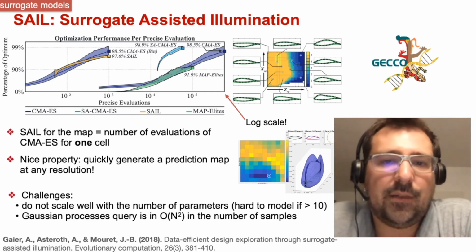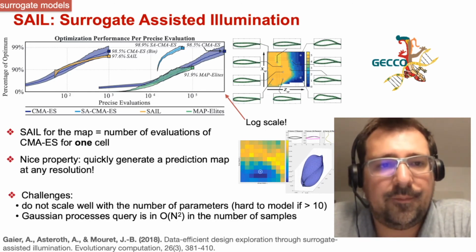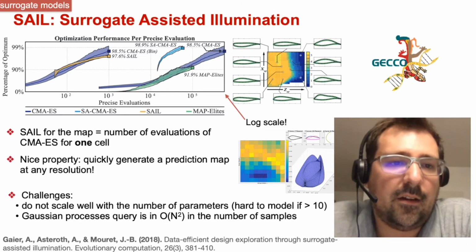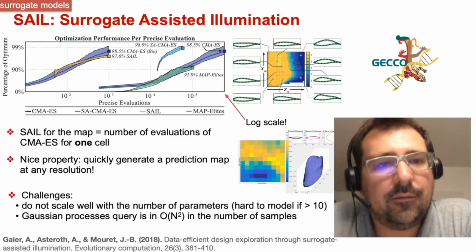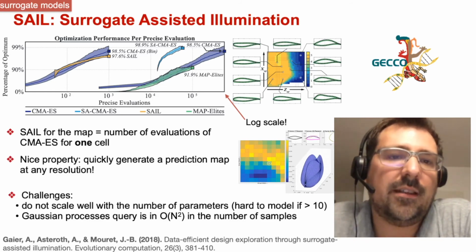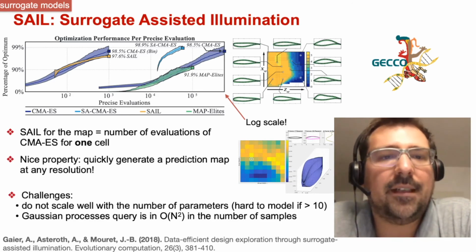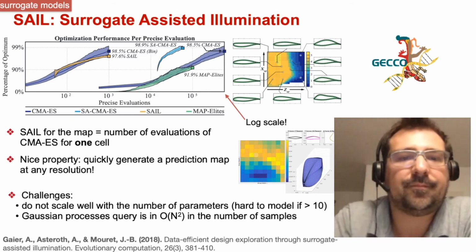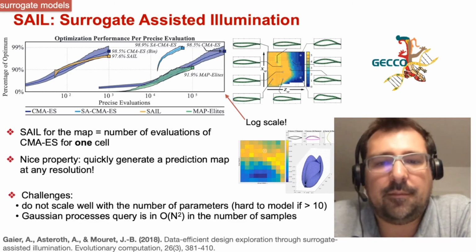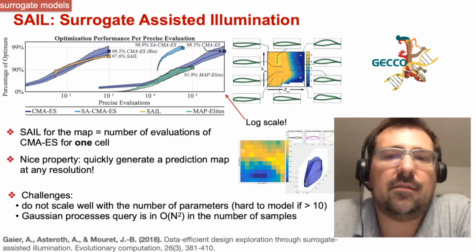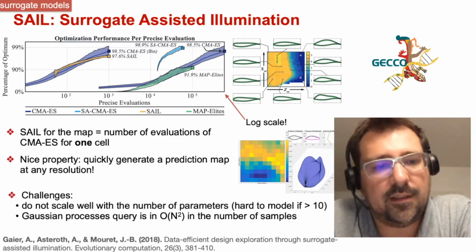So in that specific case, we tried to use airfoils, which is a classic domain, to test the surrogate models. And the results say that in only 1,000 precise evaluations, which is more or less the number of evaluations that we need for CMA-ES to find a good solution in a single bin, a single cell, then with SAIL we can fill the whole map and with similar quality. Another nice property of surrogate modeling is that we can quickly generate a prediction map at any resolution. So we can increase the resolution of the map for almost free, given that the model is considered to be free, but definitely much faster than most fitness functions.